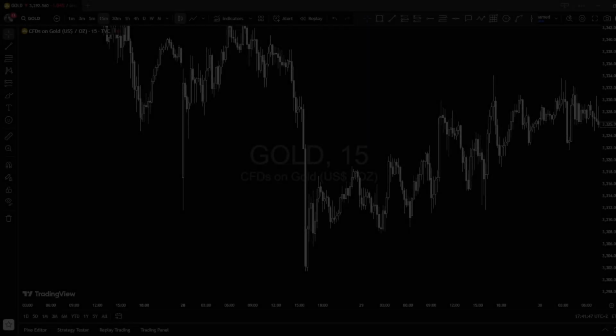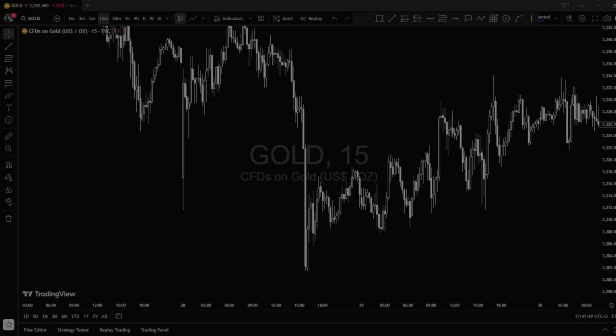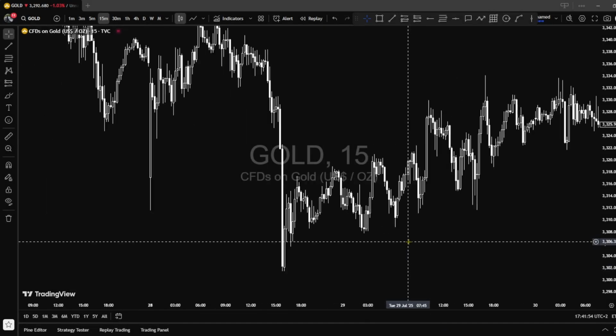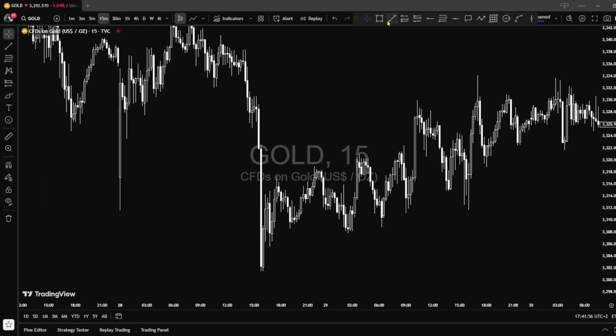Alright, so this is how I made 40,000 Rand in the span of 2 days with only 2 trades. So let's just get straight into it, man. These trades were taken on gold.